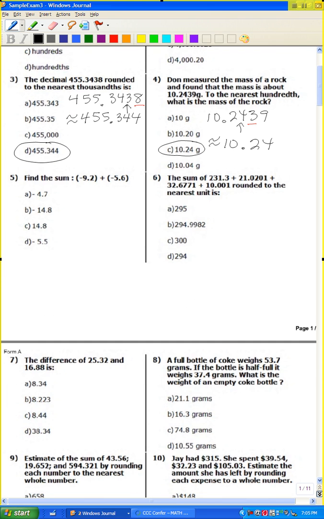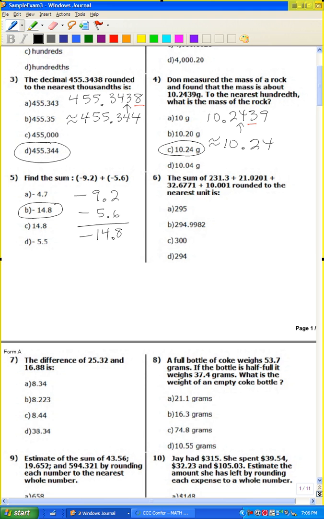Let me do problem number 5. Negative 9.2 plus a negative 5.6. Well, the sum of this is going to be negative. 2 plus 6 is 8. 9 plus 5 is 14. So a negative 14.8.